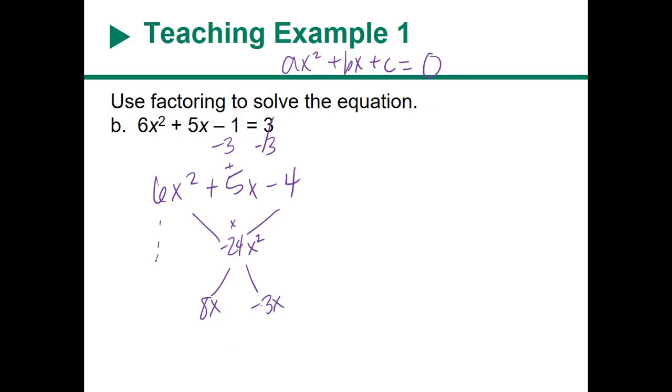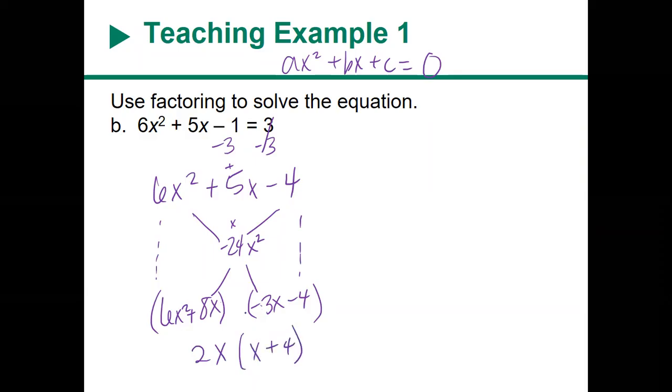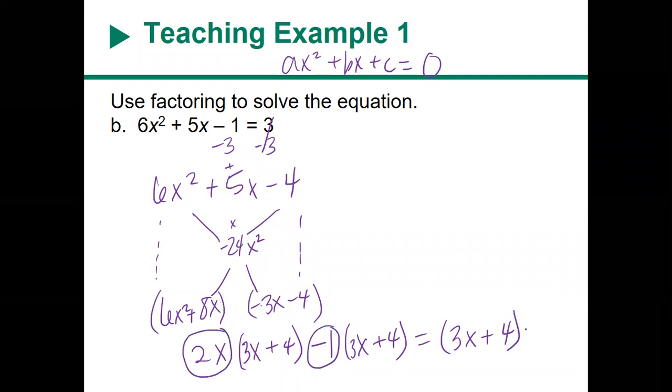Then I'm going to bring down my 6x squared and my negative 4. I'm going to take the greatest common factor of each binomial here, and the GCF here is 2x, which leaves me with 3x plus 4. The GCF here, I forgot my 3, is negative 1, and that leaves me with 3x plus 4. The GCF here is 3x plus 4, and that leaves me with 2x and negative 1.